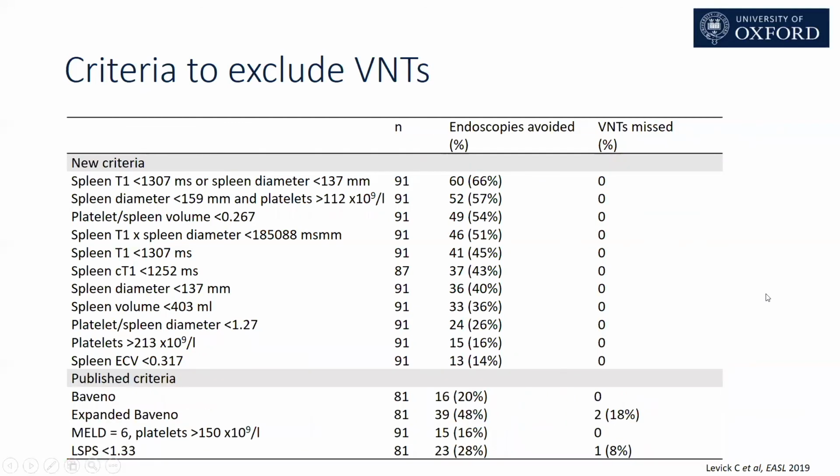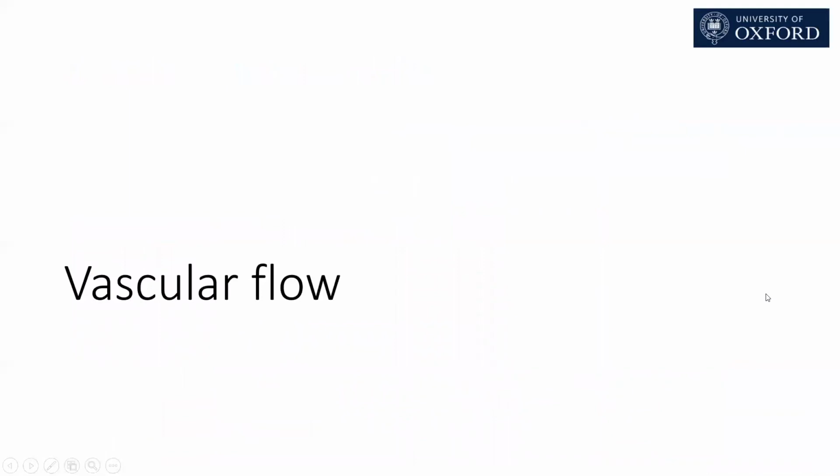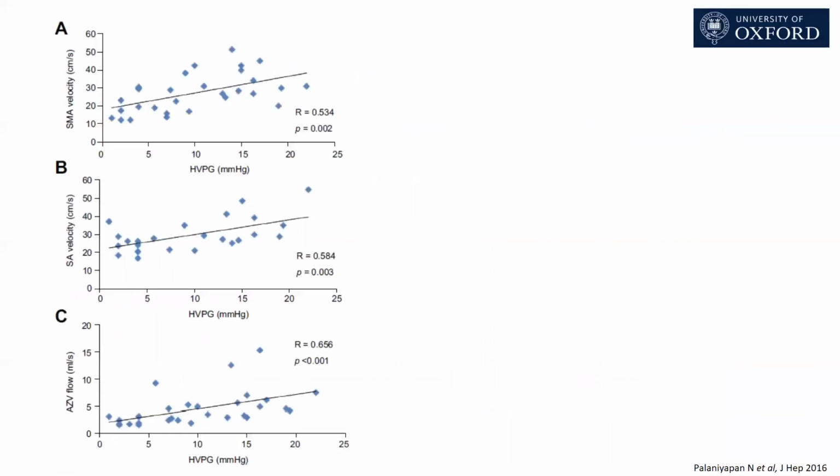But what about other techniques that other people have looked at? And there are techniques looking at vascular flow. This is a study from Nottingham, again in the UK. And here they've looked at velocity of blood flow in the superior mesenteric artery, the splenic artery, and also flow in the azygous vein. And again, you see that these individual flow measures correlate well with HVPG.